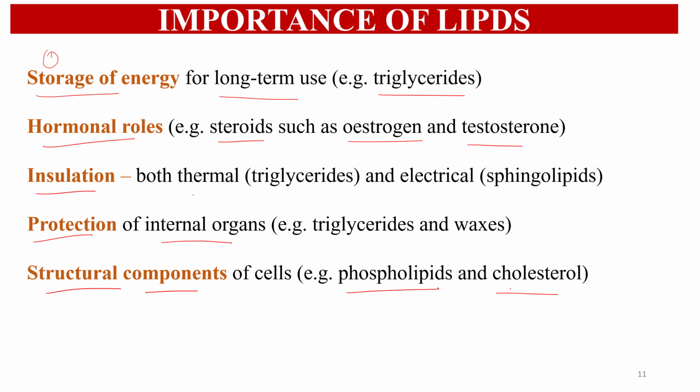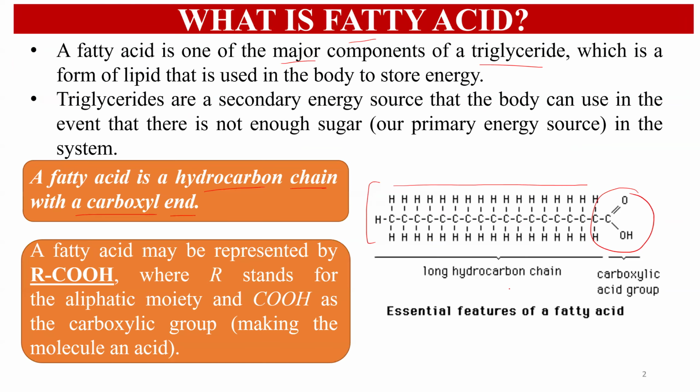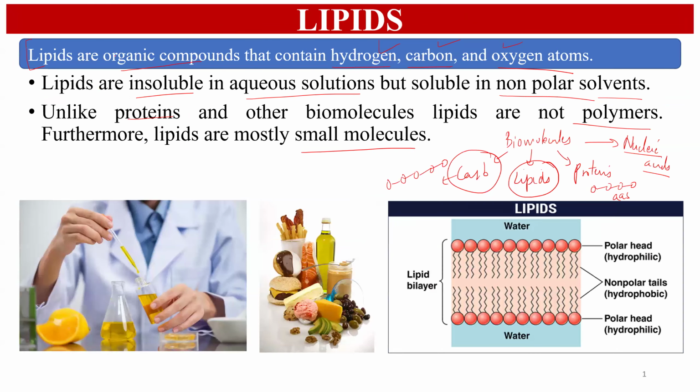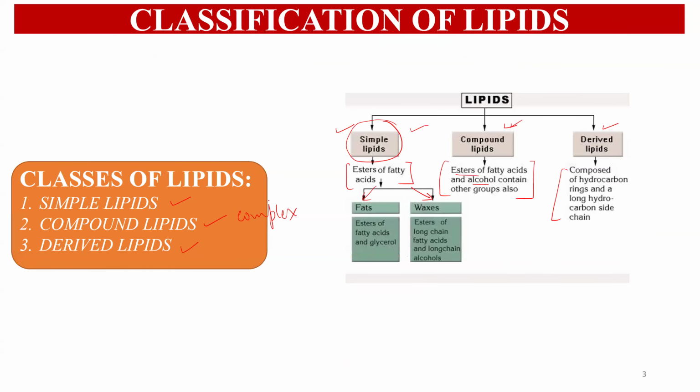So what we learned in this lecture, let's try to summarize it quickly. So we first saw what is the definition of lipids. Lipids are the organic compounds which are insoluble in aqueous solutions, but they are soluble in non-polar solvents. And unlike other biomolecules, they are not polymers, but rather small molecules. Then we tried to see what is the basic constituent of every lipid, and that is a fatty acid. And what is a fatty acid? Fatty acid is a hydrocarbon chain with a carboxyl end.